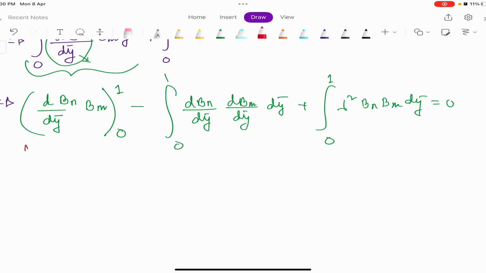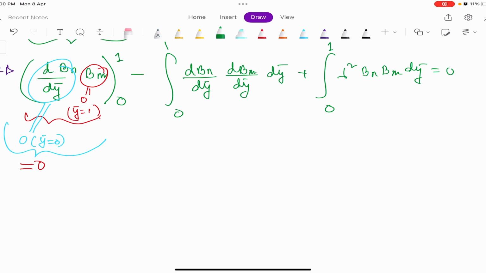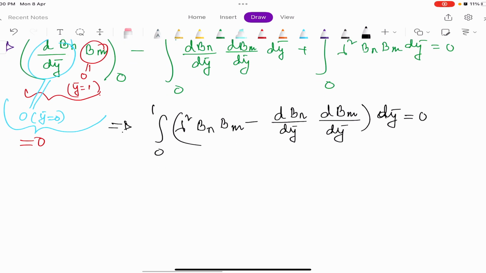Now you see here at y bar equal to 1, I am having bm equal to 0, right, and so this is equal to 0 at y bar equal to 1, and at y bar equal to 0, this is equal to 0. So this whole thing must be 0, okay. So now that means I am having only this part, that is integration of 0 to 1, okay, lambda square bn, this one dbm, okay, dy bar is equal to 0, right.